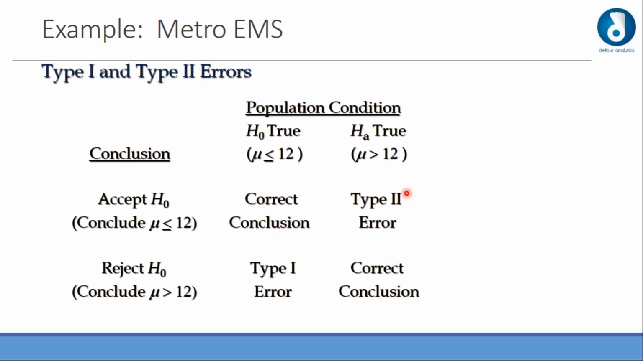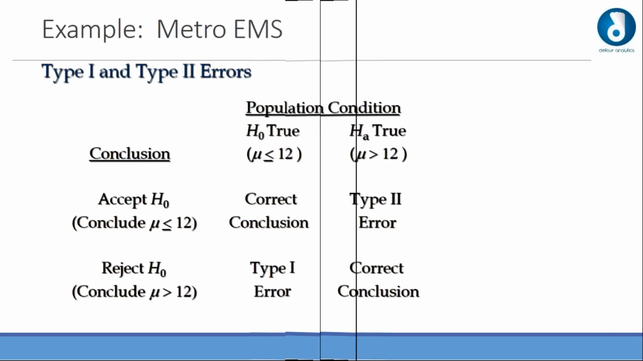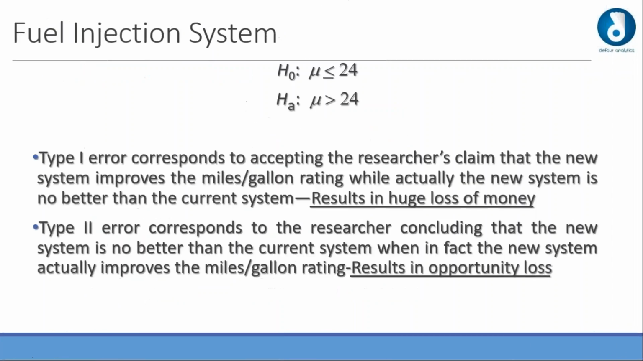But if the mean time is actually greater than 12 and we are accepting the null hypothesis, we are making a type 2 error. So there are only two possibilities of making errors. We will be discussing this in depth in the coming slides.